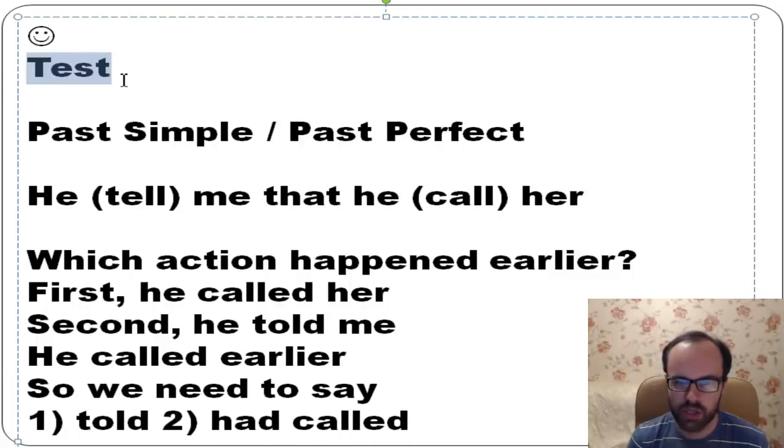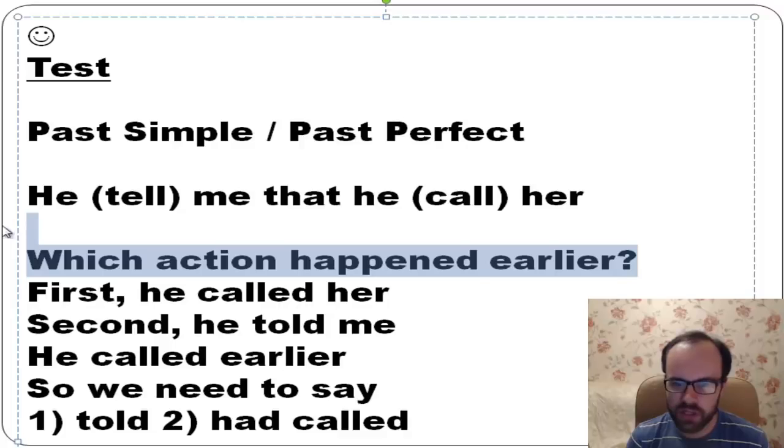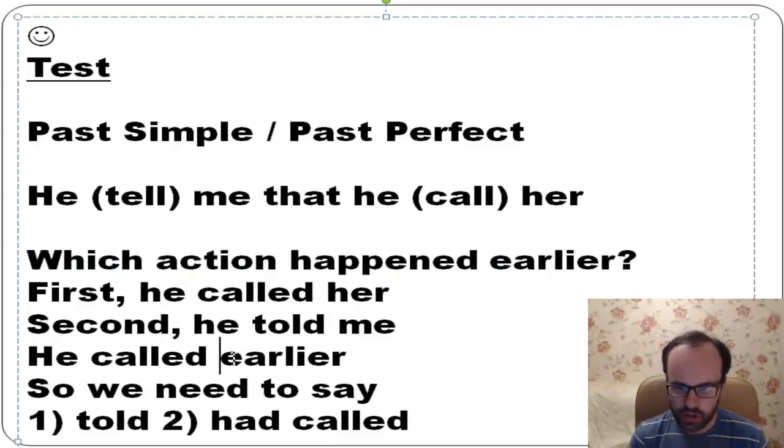Good. So test. Past simple or past perfect. So which action happened earlier? First he called her. Second he told me. He called her earlier. So we need to say he told me that he had called her.